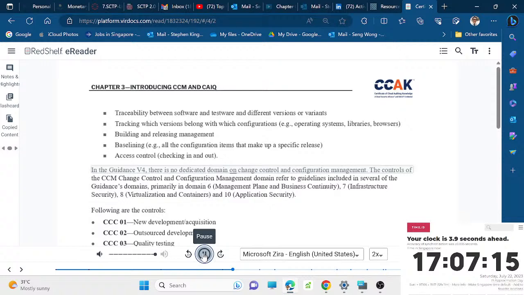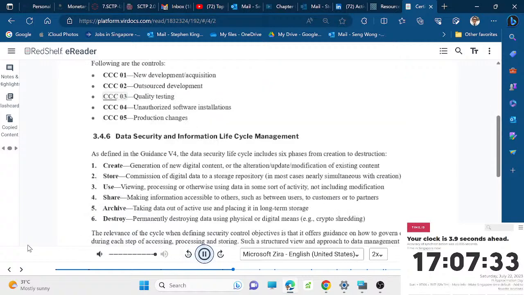In the Guidance V4, there is no dedicated domain on change control and configuration management. The controls of the CCM change control and configuration management domain refer to guidelines included in several of the guidance's domains, primarily in Domain 6, Management Plane and Business Continuity, 7, Infrastructure Security, 8, Virtualization and Containers, and 10, Application Security. Following are the controls: CCC01 New Development / Acquisition, CCC02 Outsourced Development, CCC03 Quality Testing, CCC04 Unauthorized Software Installation, CCC05 Production Changes.